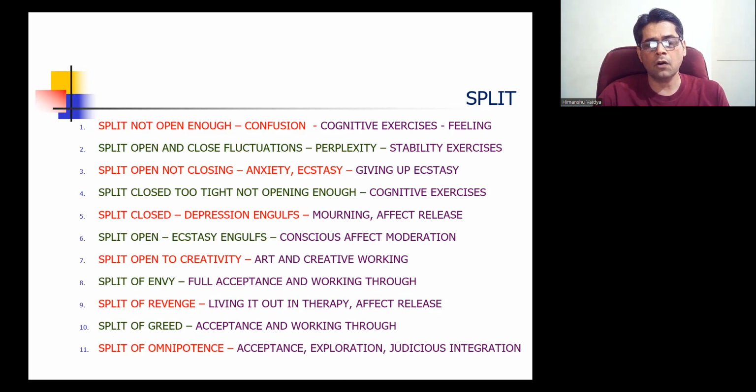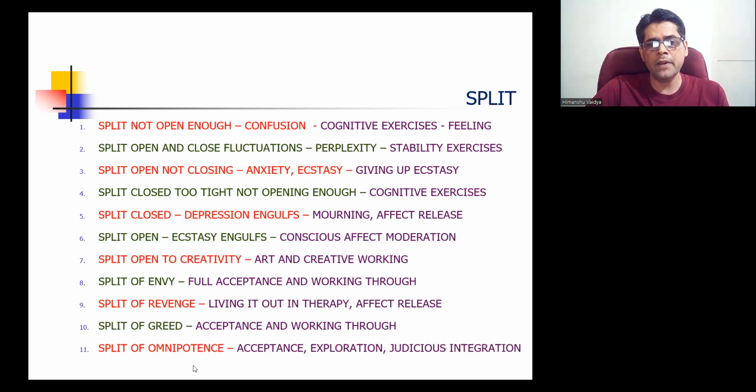The greed for the all good object is so high that unless one has it completely, one cannot close the split. The moment one closes it and allows the idea of the all good object to recede, the greed comes up and reopens the split because one wants to have it. One cannot close it without having it. This calls for a lot of acceptance and working through.